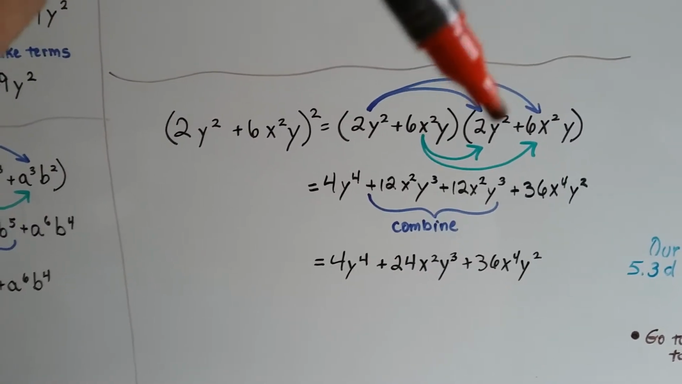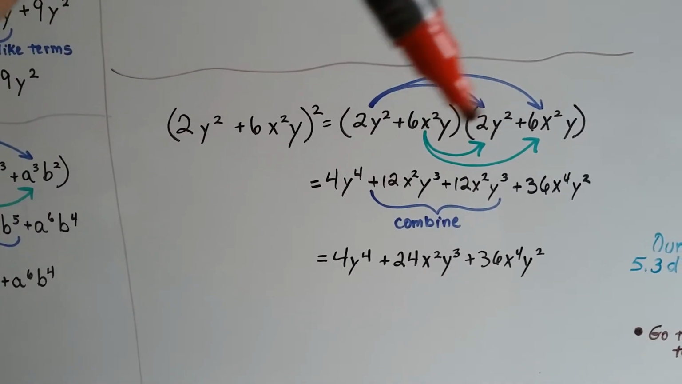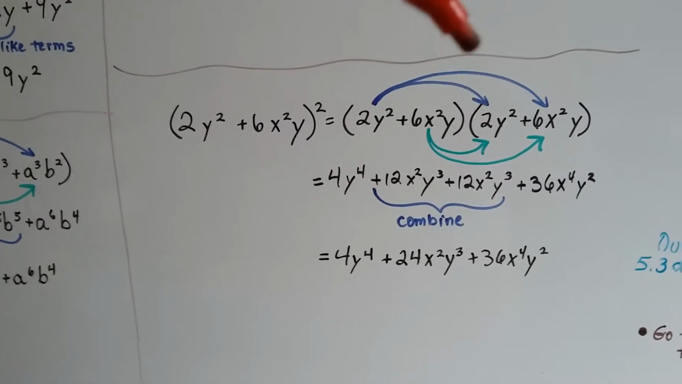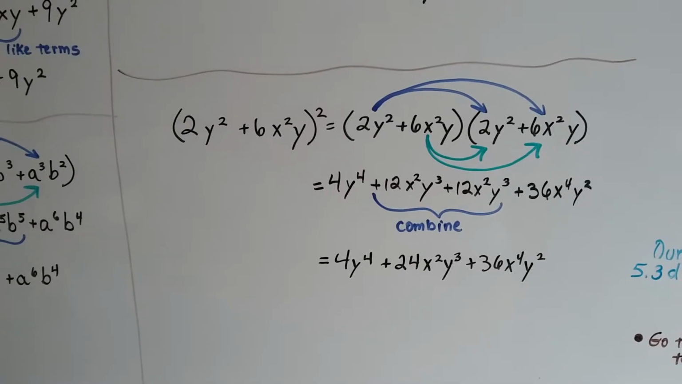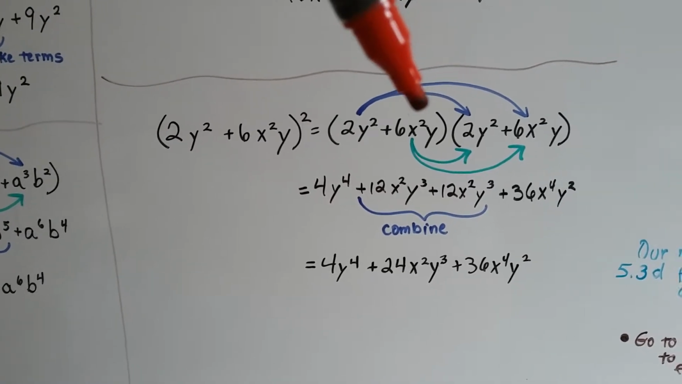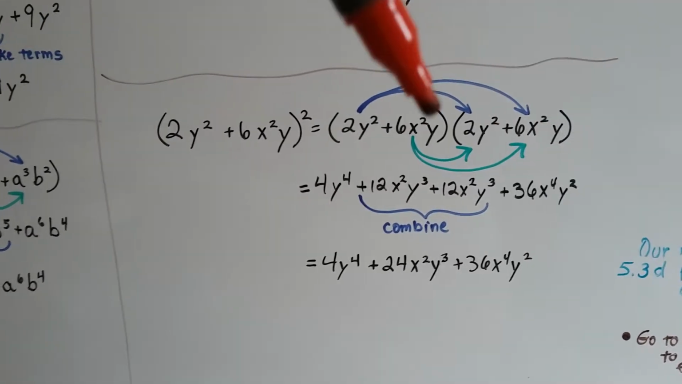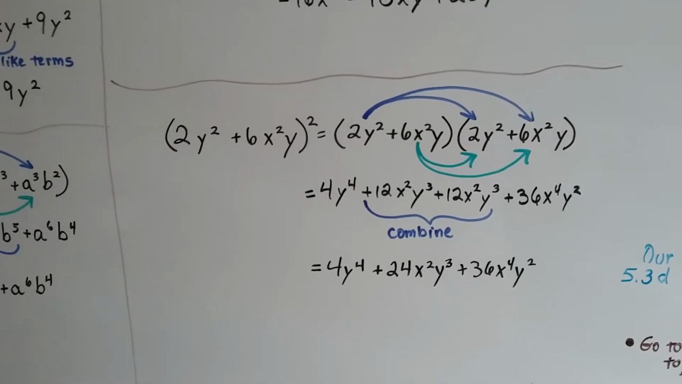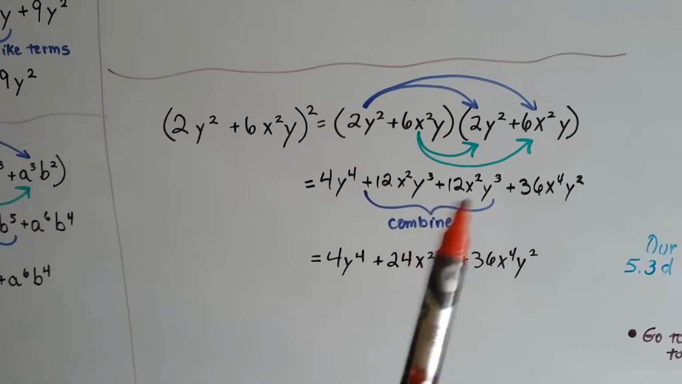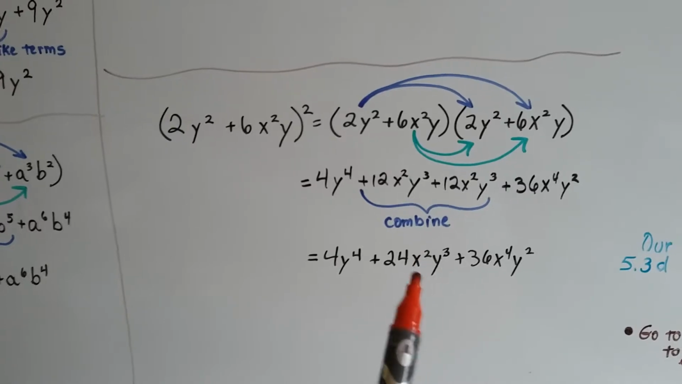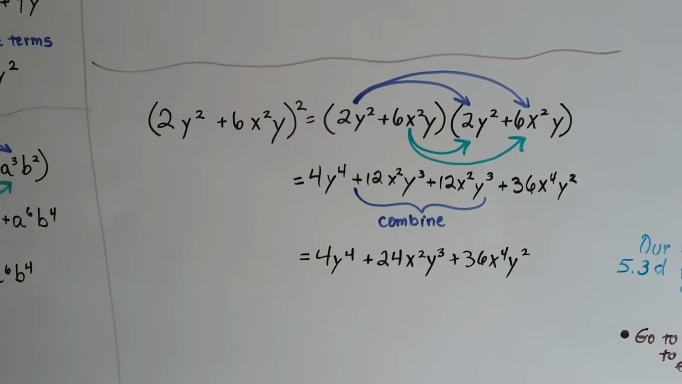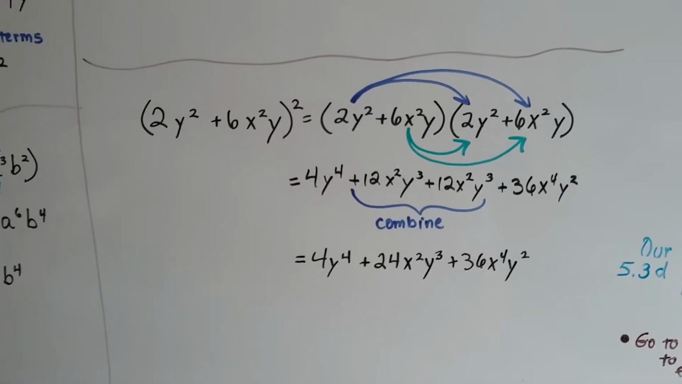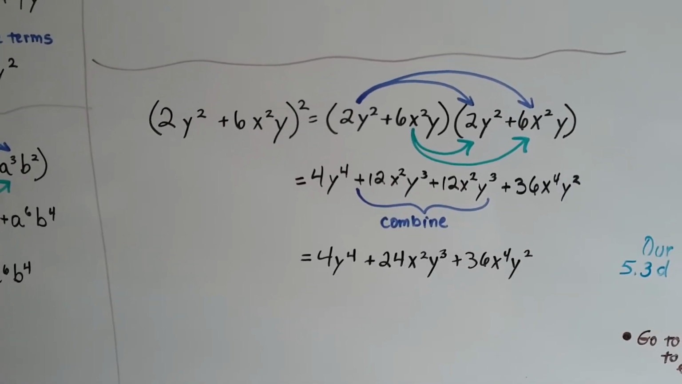It's identical, right? Have you noticed that so far? We get a 12x squared y to the third. Then we do the 6 times the 6 and get a 36, and it's x to the fourth y squared. See? We can combine these like terms and get a 24x squared y to the third in the center here. And we've solved our binomial square. All right? Just pay attention to your exponents so you don't forget to add some.